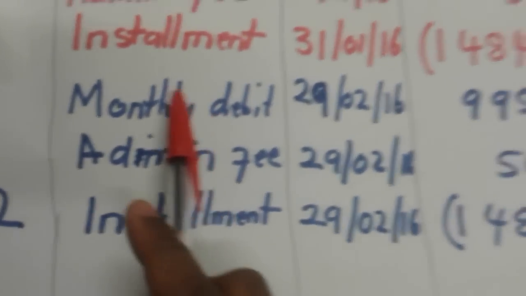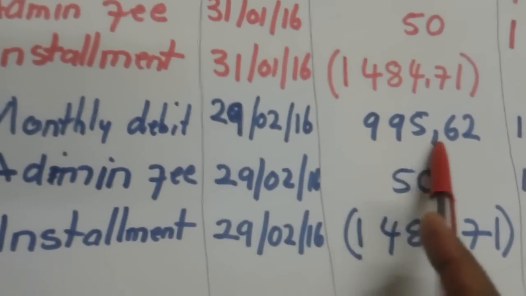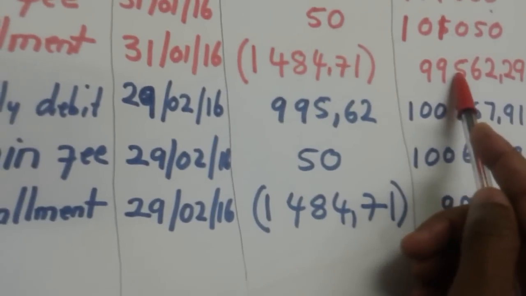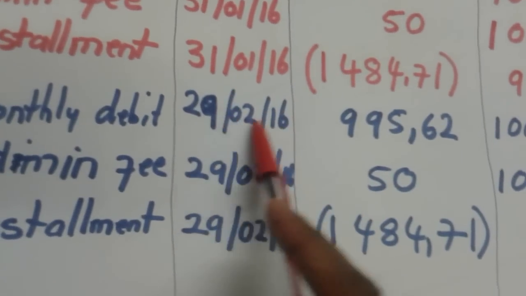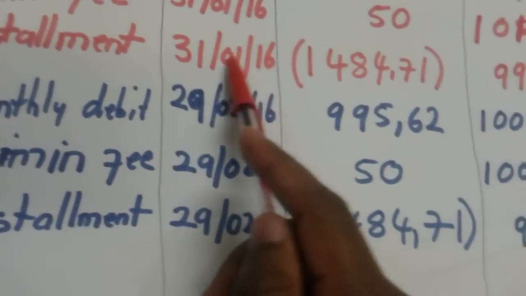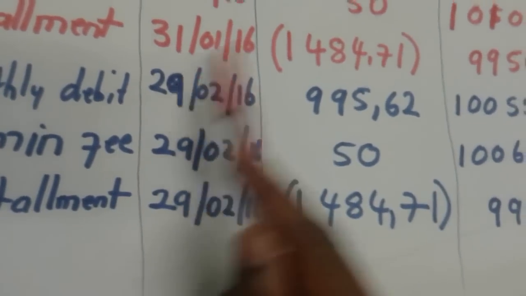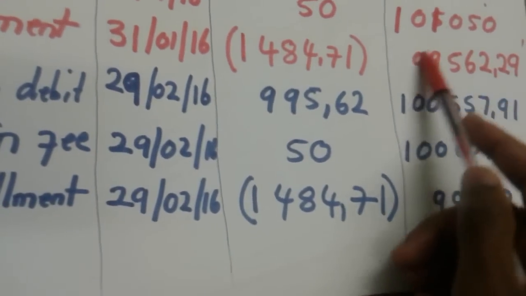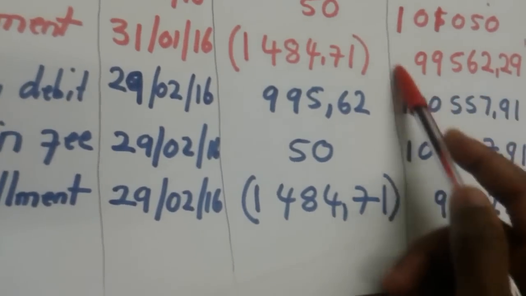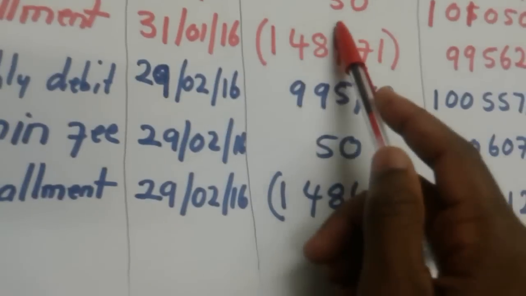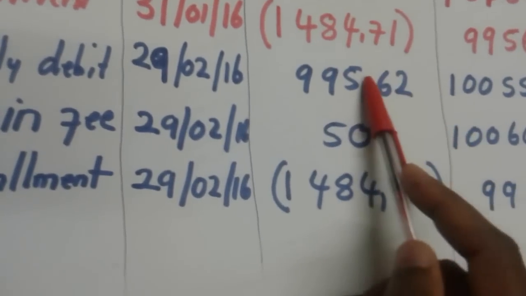Now, monthly debit, this one, how did we get this? We took the opening balance. Remember, this is 29 Feb. This is 31 January. So the end of January is the beginning of Feb. Perfect. So we took this one, the opening balance for February. We multiply by the rate. We multiply by 1/12. Good.